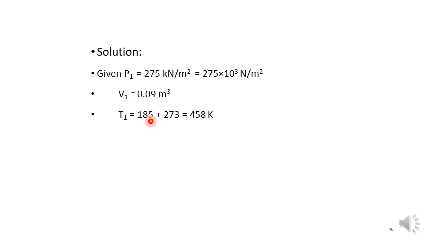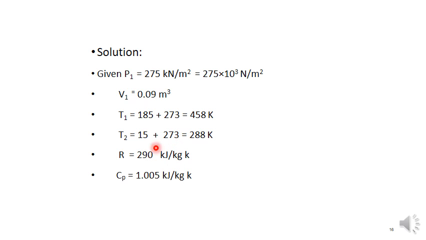So these are the initial conditions given in the problem. Next, the final conditions. T2 is 15 plus 273, which is 288 Kelvin. Next, R value is 290 kilojoule per kg Kelvin. Next, Cp value is 1.005 kilojoule per kg Kelvin. So this is the data given in the problem, and they asked to calculate the dQ and the work done.